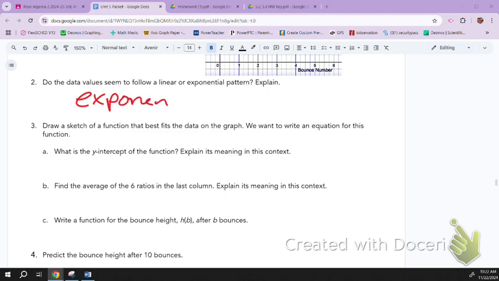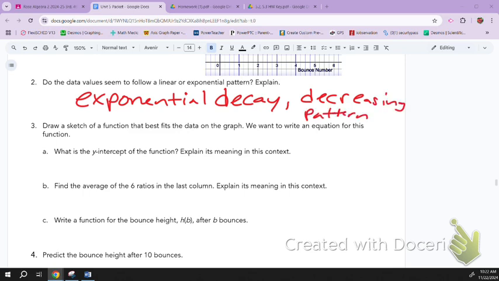Exponential decay. To explain why, we have a decreasing pattern, and it's curved. We've got a curve here.